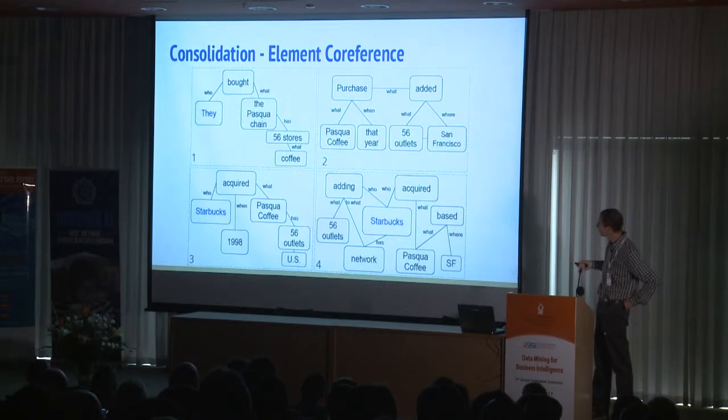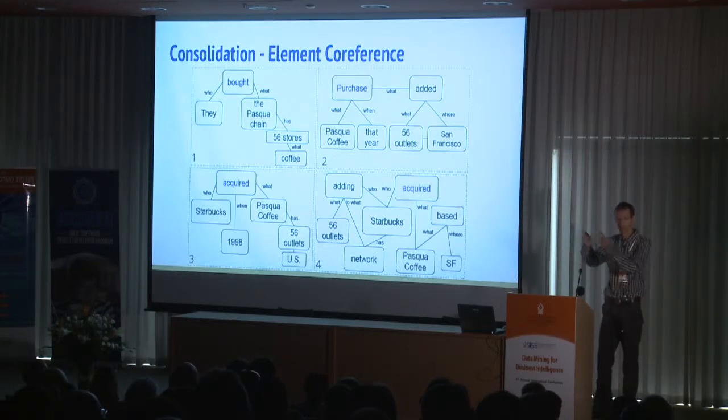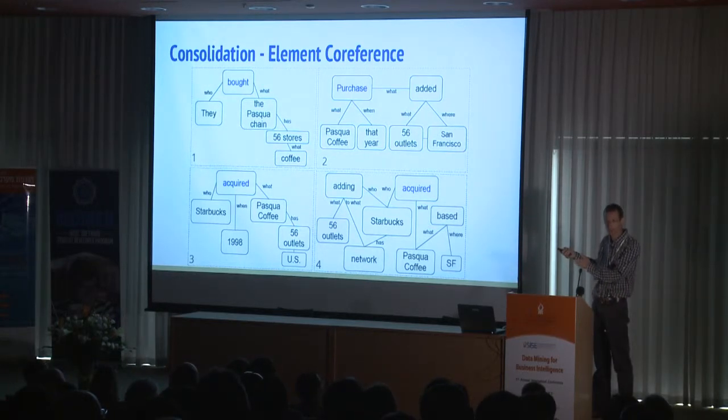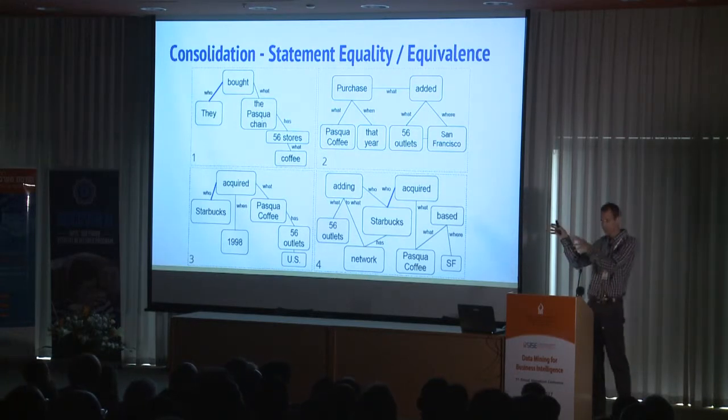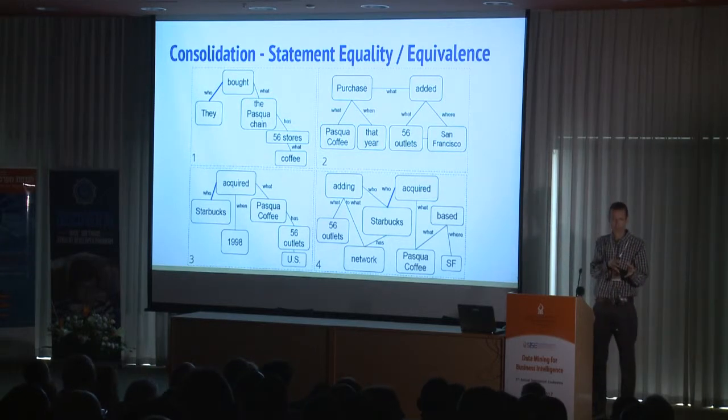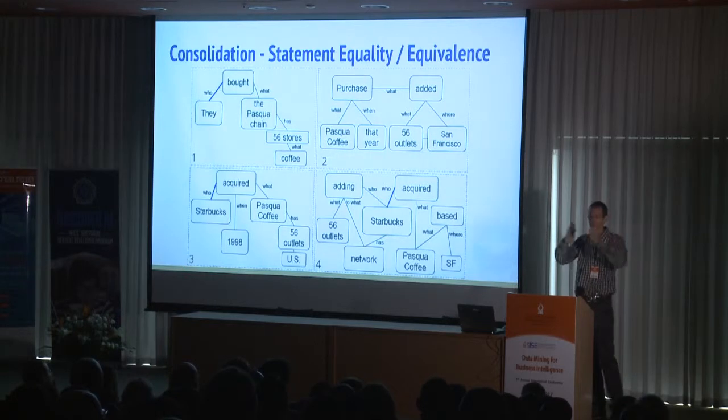We know that they and Starbucks are the same entity. We know that the bought, the purchased, the acquired are all the same event or relation in the world. And further, we know that this connection between the they and bought or the Starbucks and the acquired is the same relationship between that activity and the agent of that activity. So now, basically all these things that co-refer, we are going to collapse.